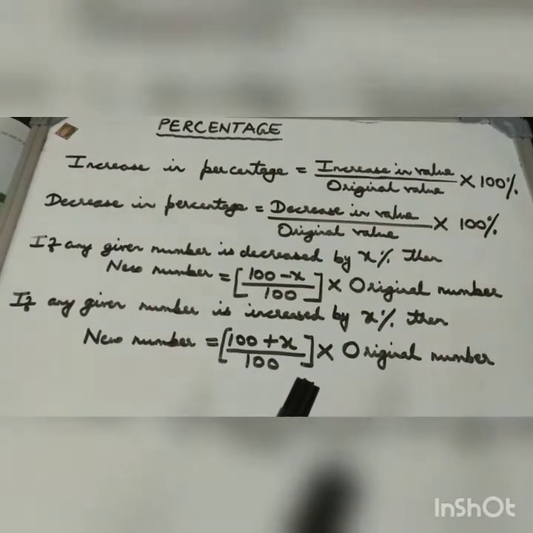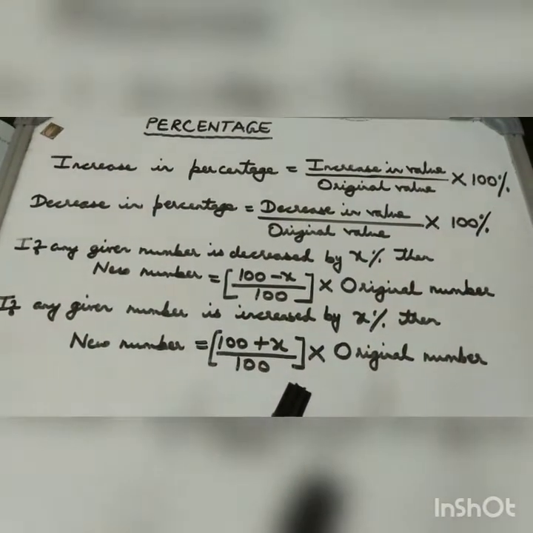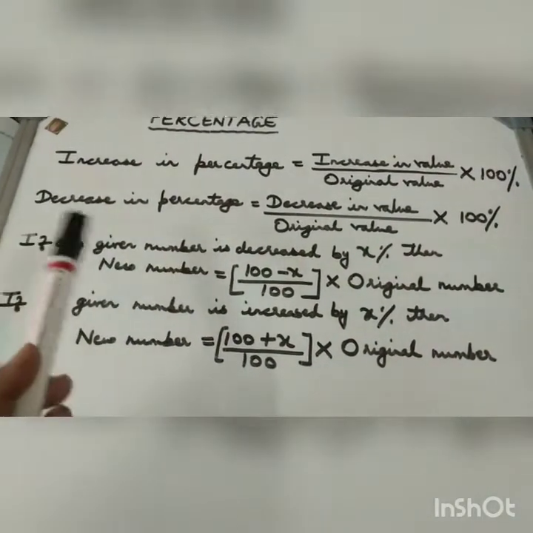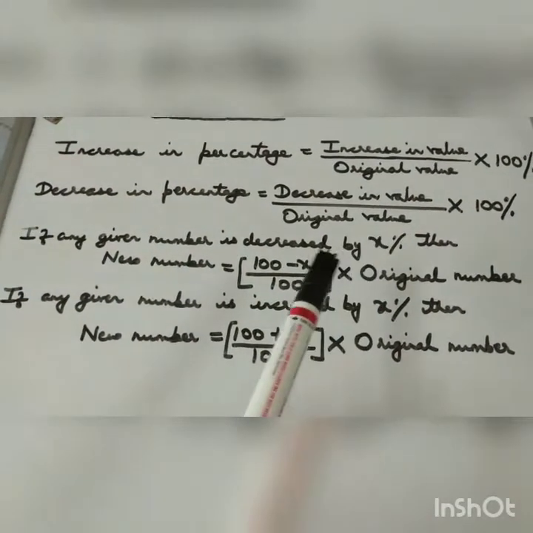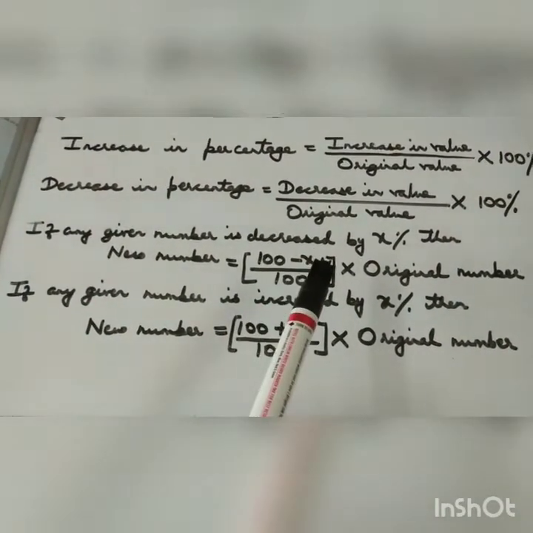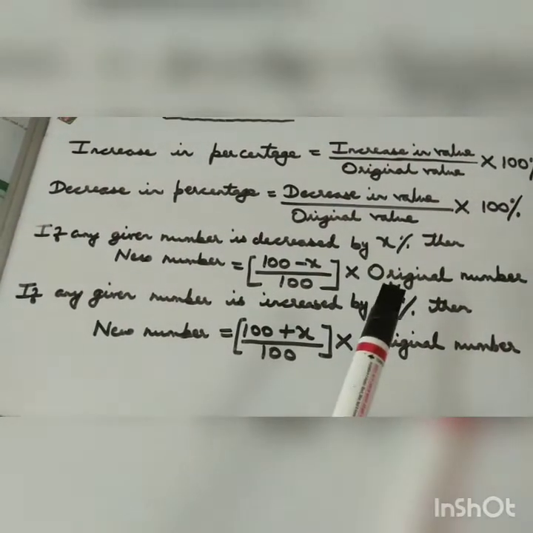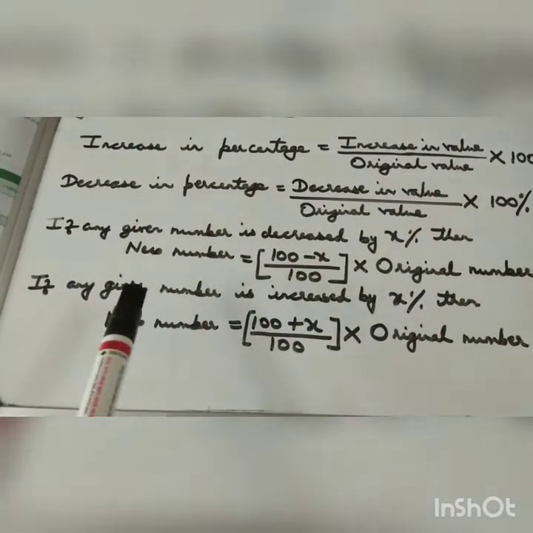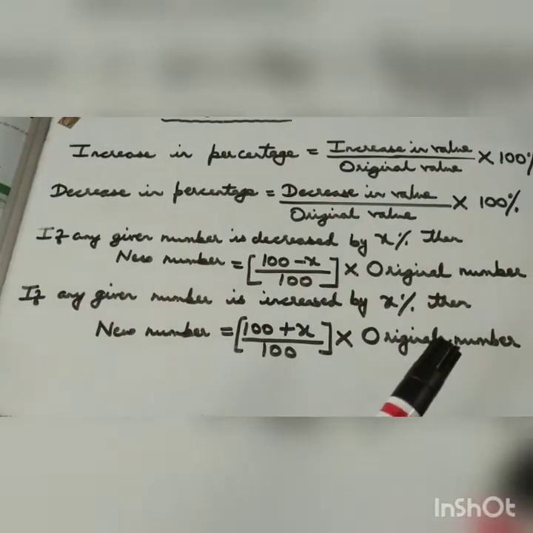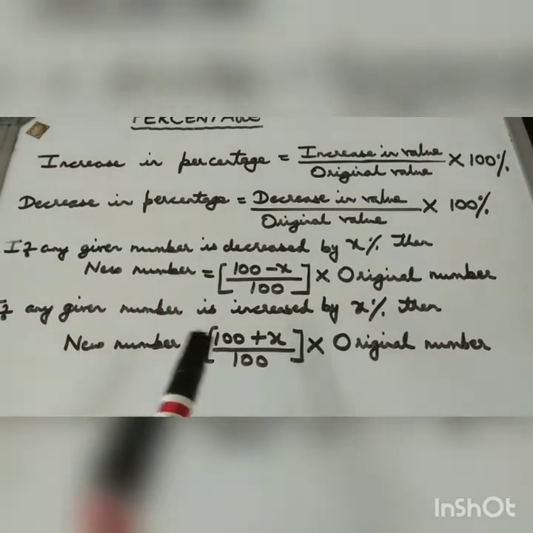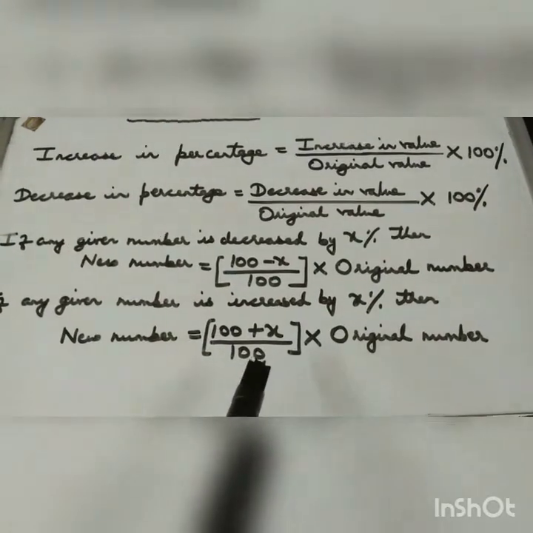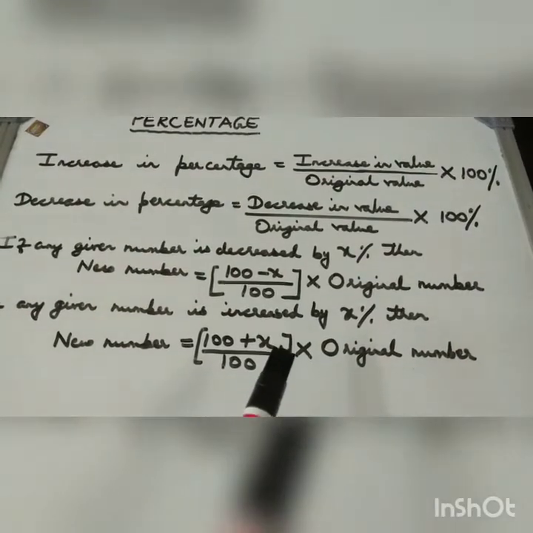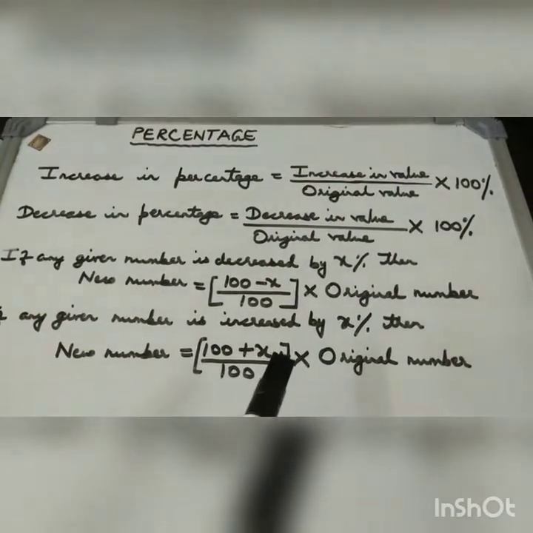Now there is one more formula which is simply put in a different form. Now how do we write it? If any given number is decreased by x%, then the new number is (100 minus x) upon 100 into the original number. So this is another formula. Similarly, if any given number is increased by x%, then the new number equals (100 plus x) upon 100 into the original number. Hence, these are the few formulae which we will be using in exercise 7.2.